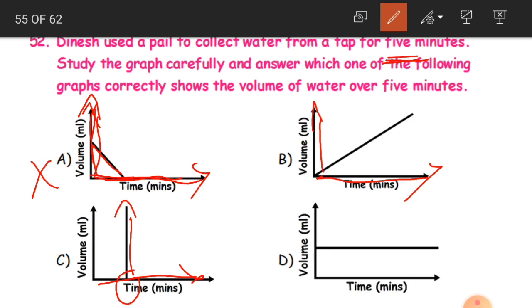But here it is like 5 minutes. So after 5 minutes also, if the water is flowing from the tap, the water has to increase, and time must also increase. That is not done here. C is also wrong. So here time is increasing, but the volume of the water is the same. So this is also wrong. Here the increase of volume in the time and also in the water is shown. So that is why B option is the correct answer. Clear, children? Yes.